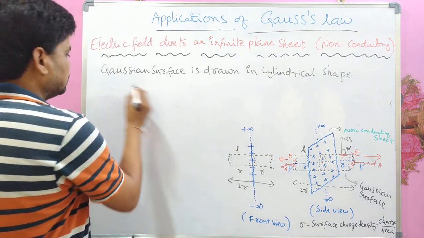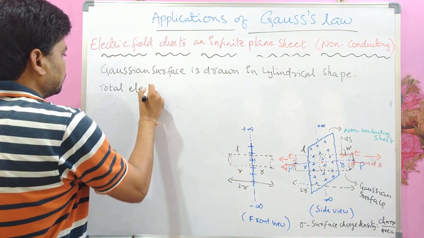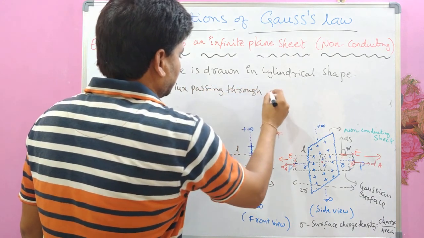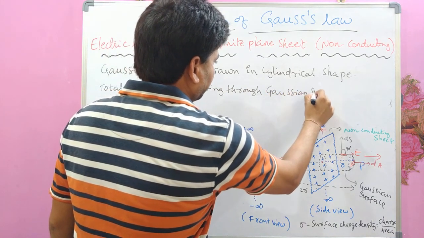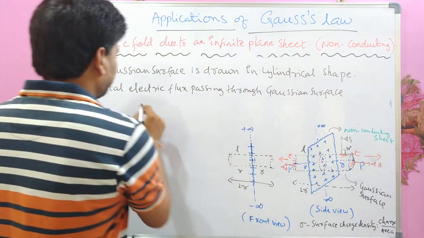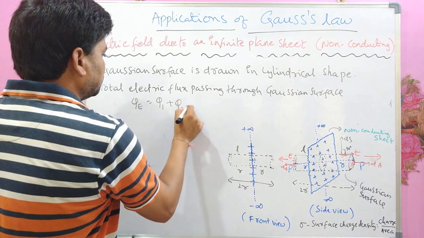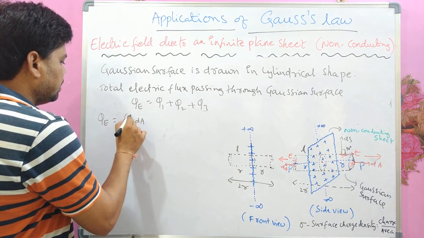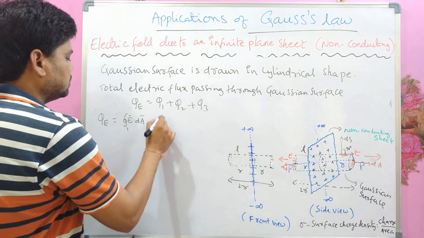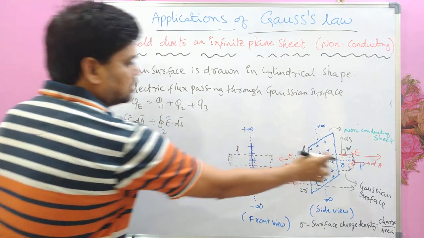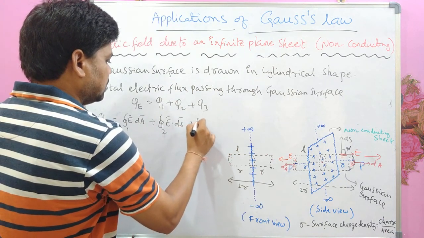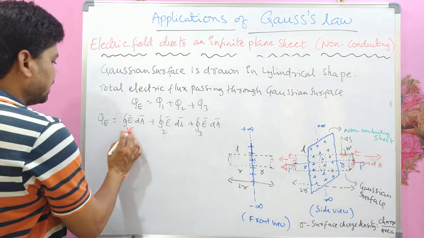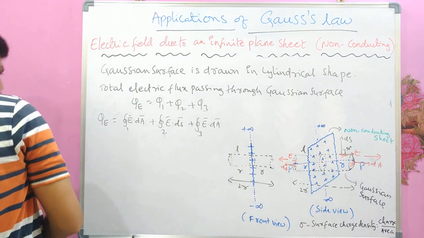So the total electric flux passing through the Gaussian surface, phi E, equals phi 1 plus phi 2 plus phi 3, which is the integral of E dot dA for the first surface, plus the integral of E dot dS for the second, curved surface, plus the integral of E dot dA for the third, flat surface. If you observe this picture, the angle between E and dA is 0 here, and the angle between E and dA is 0 here as well.